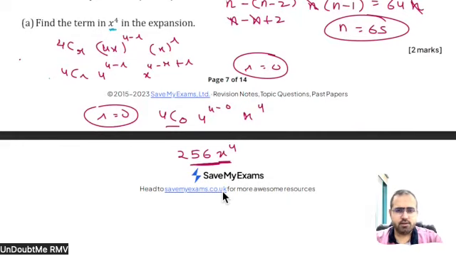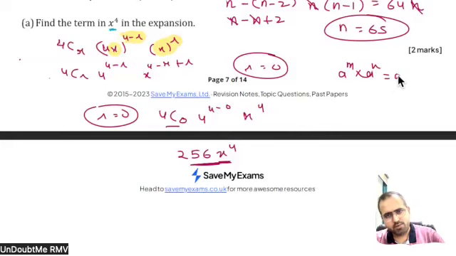Sir, is it 4 minus r plus r? We are considering overall powers of x. It is x to the power 4 minus r from here plus x to the power r, like it is multiplied, right? So we are using that law: a to the power m times a to the power n is a to the power m plus n. So 4 minus r plus r.